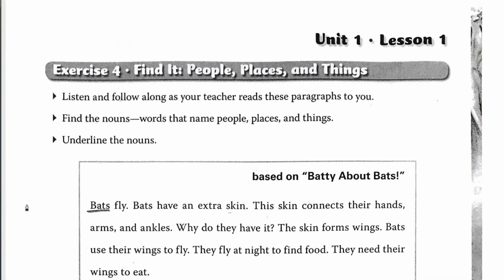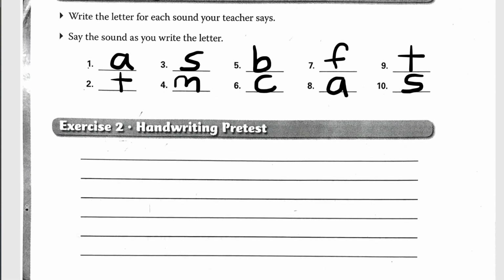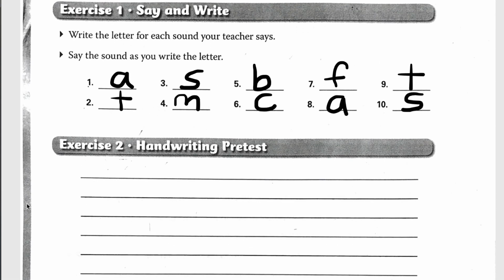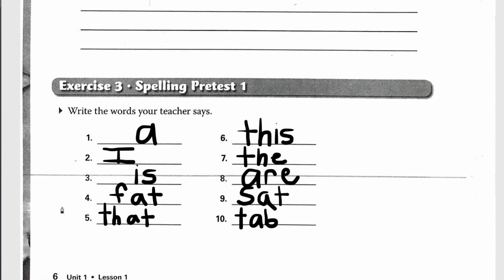Okay, so that's going to be it for today, but next lesson we'll do exercise 4 together, and that's all about people, places, and things, which are nouns. So we will work on that together next time. So we did exercise 1, which is A says ah, T says t, S says s, M says m, B says b, C says k, F says f, A says ah, T says t, S says s. We did all that together, and we also spelled these words: A, I, is, fat, that, this, the, are, sat, tab.